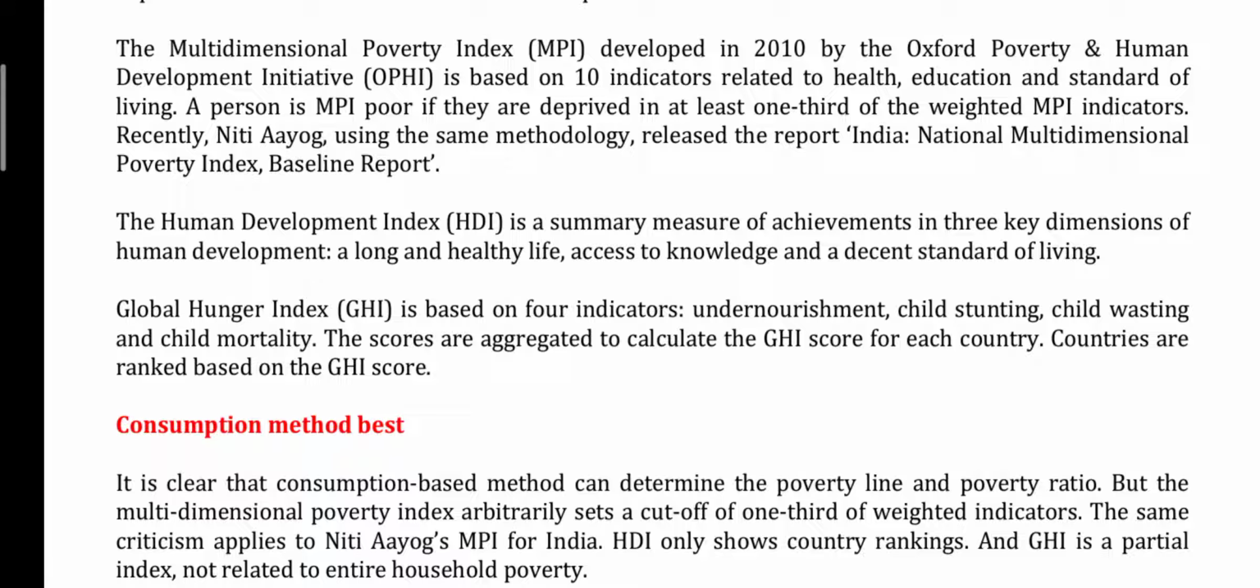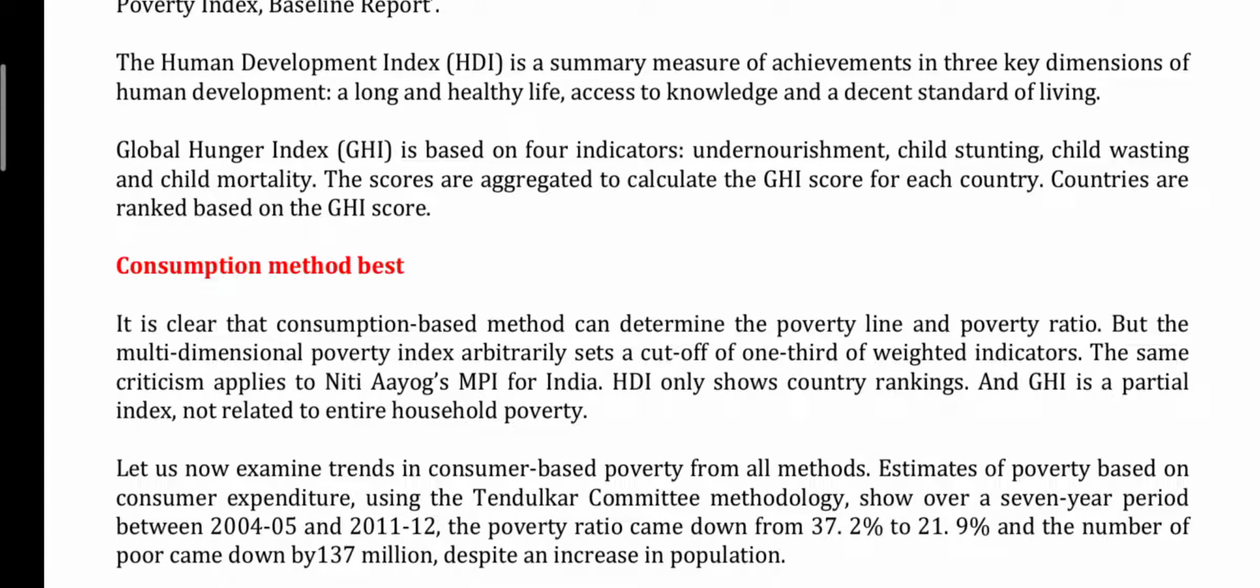The Human Development Index is a summary measure of achievements in three key dimensions of human development: a long and healthy life, access to knowledge, and a decent standard of living. The Global Hunger Index is based on four indicators: undernourishment, child stunting, child wasting, and child mortality. The scores are aggregated to calculate the GHI score for each country. Countries are ranked based on the GHI score.